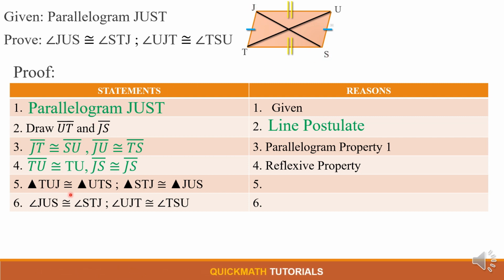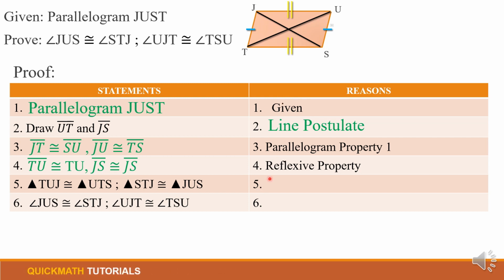For number 5, triangle TUJ. So this triangle is congruent to the triangle UTS. So these two triangles are congruent. Another two triangles are STJ and JUS. So these two triangles are congruent.